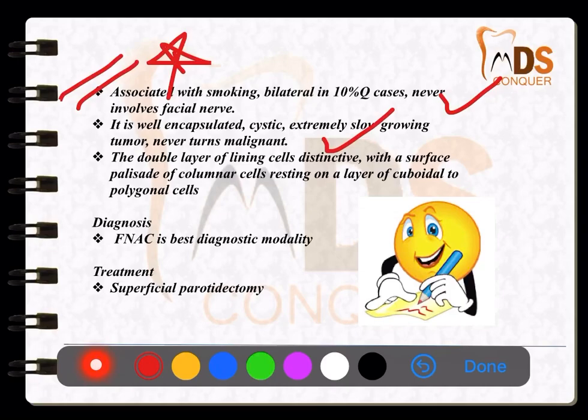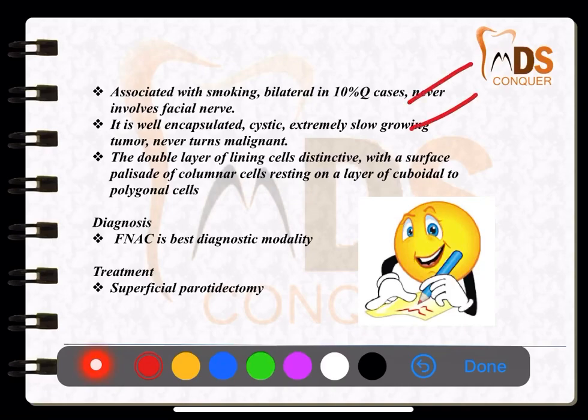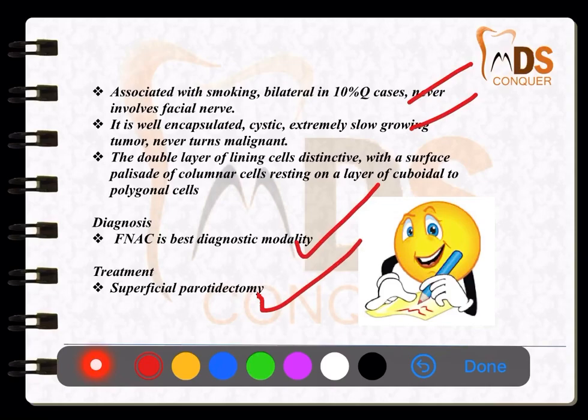The double layer lining of the cells is distinctive, with a palisaded layer of columnar cells resting on cuboidal and polygonal cells. This you can remember if you want. So these two lines are very important, do remember. FNAC is the best diagnostic. Superficial parotidectomy is the treatment modality.